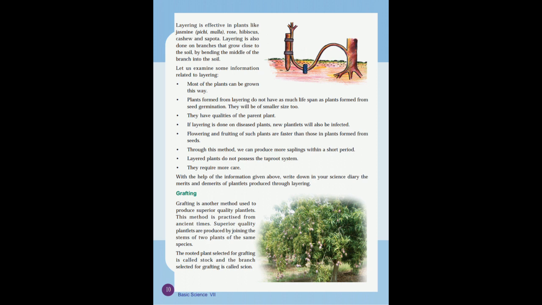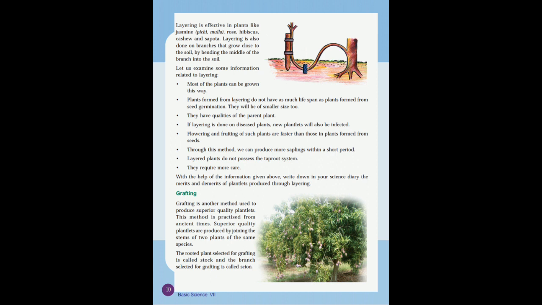Layered plants do not possess the taproot system. They require more care than the plants from seeds. Now with the help of this information, write down in your rough book, the science diary. Now you can use your rough book until you get your notebook. The merits and demerits of the plantlets produced through layering. Okay, that is the advantages and disadvantages of the saplings which are produced through layering.